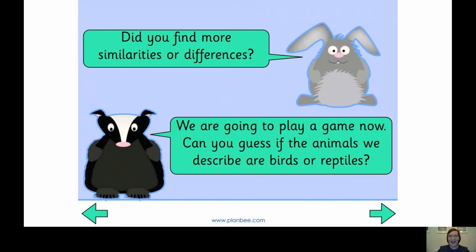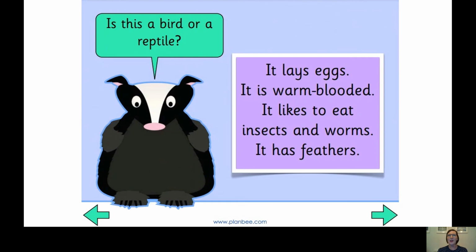Now we're going to play a little game now. So I want you to be thinking, looking for those facts about birds and reptiles. Are you ready? Let's see. I'm going to give you some clues. Is this a bird or a reptile? It lays eggs. It's warm-blooded. It likes to eat insects and worms. And it has feathers. I wonder what that could be.